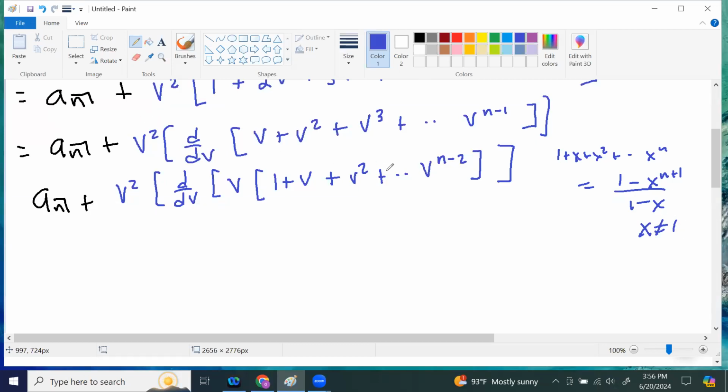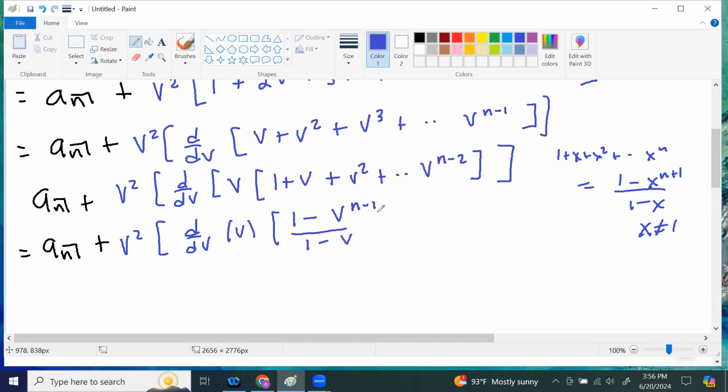Now, if the discount factor is equal to 1, then the interest rate is 0, and it becomes a very different exercise. We're not going to worry about that. So we're going to assume that the discount factor is not 1. That's not a bad assumption. We have now d/dv of v squared times this part right here, which is now (1 minus v^(n-1)) divided by (1 minus v).